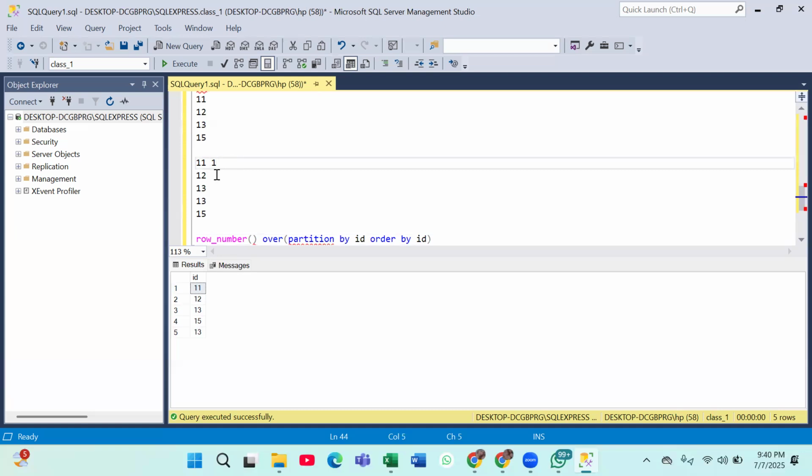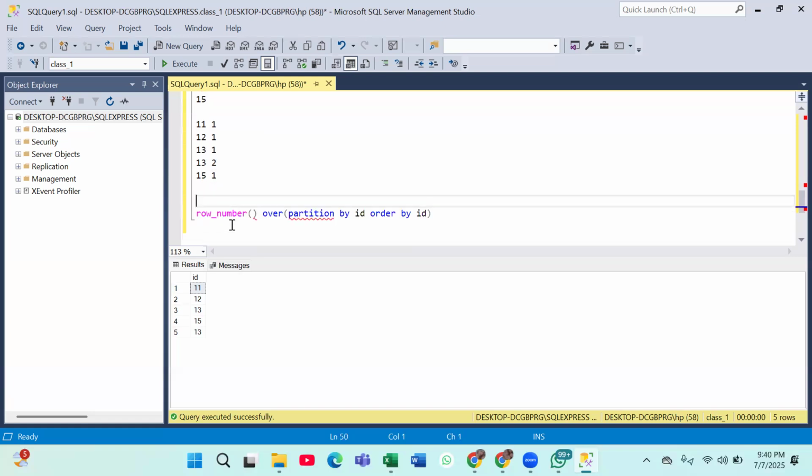11 will be 1. Then for 12 it will be 1. For 13 it will be 1 and 2. And for 15 it will be 1. Am I correct? Do you have any confusion with this row number? Any one of you? Do you have any confusion with this row number?